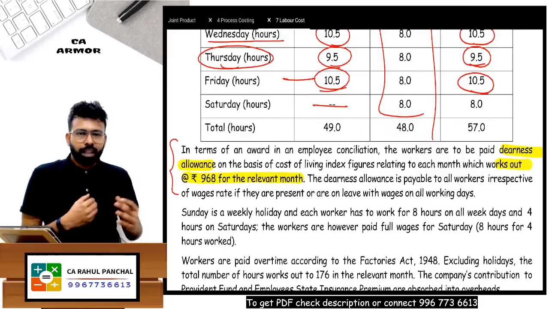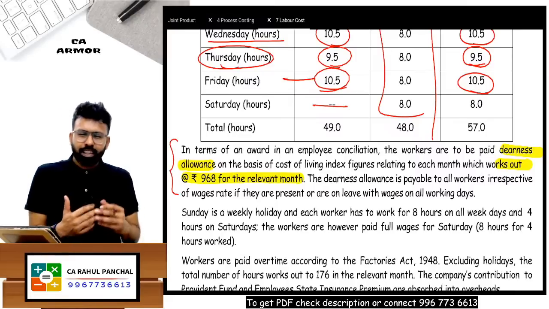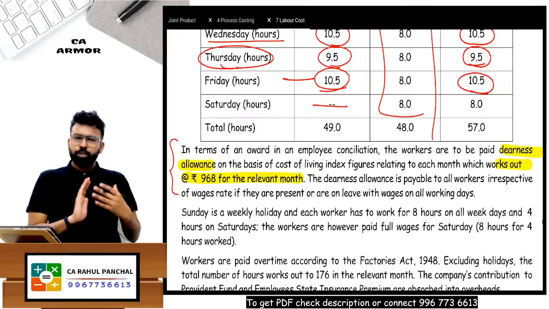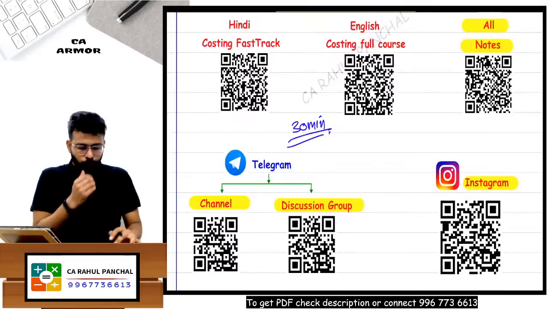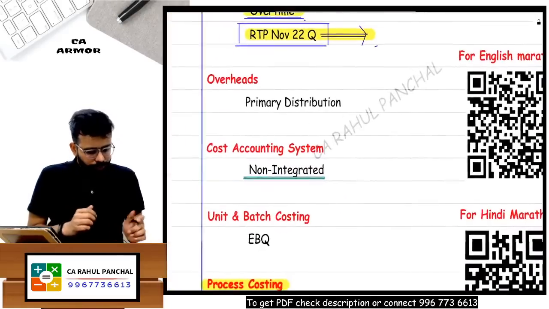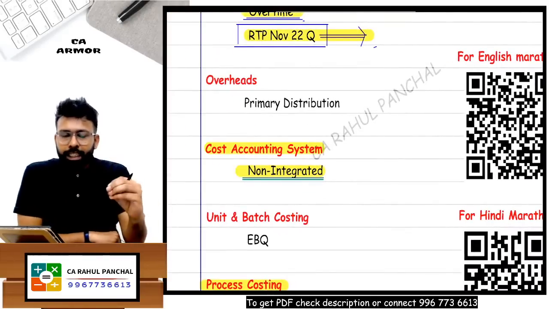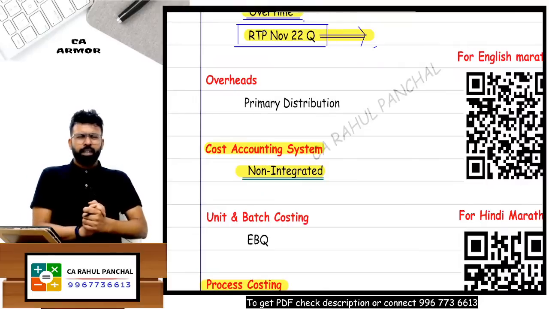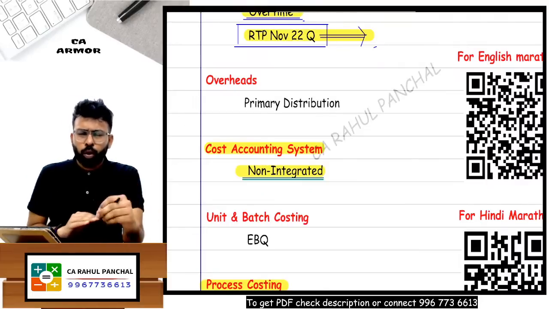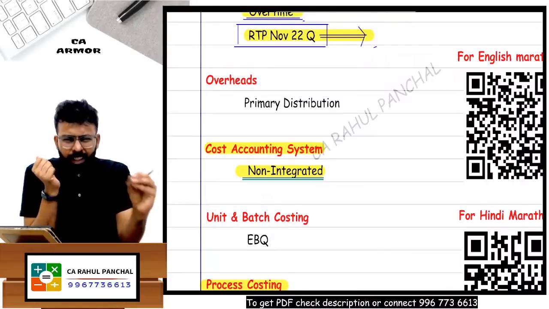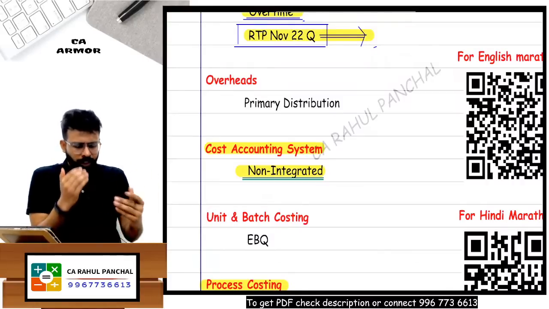Okay, now let's start with the things, guys. We're gonna start with cost accounting system, the chapter from which the non-integrated part is going to come, which is highly expected for examination. So let us try to do the non-integrated wala part. Let us try to understand this interest, which is considered as a quite difficult part. Let's try to do this part.